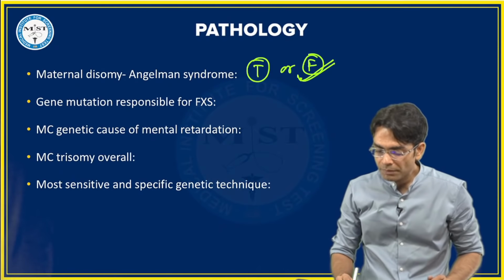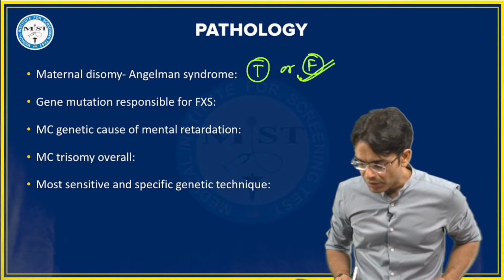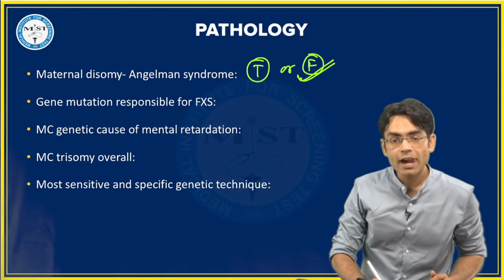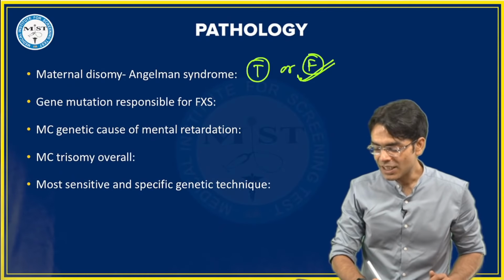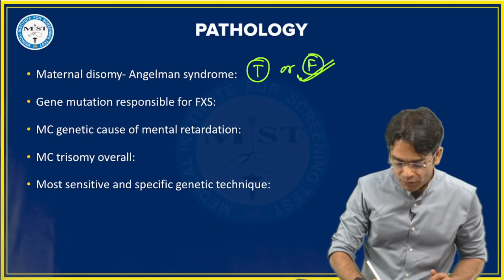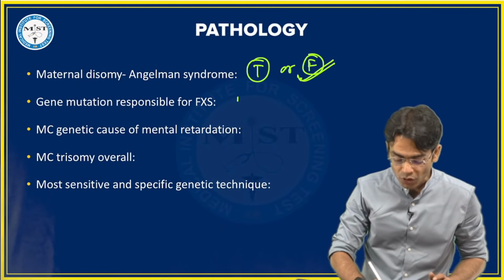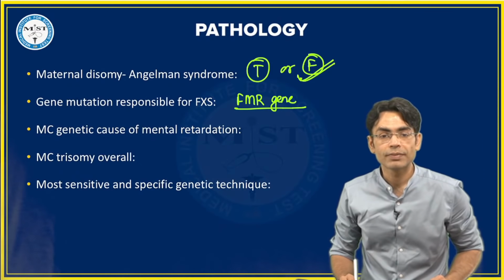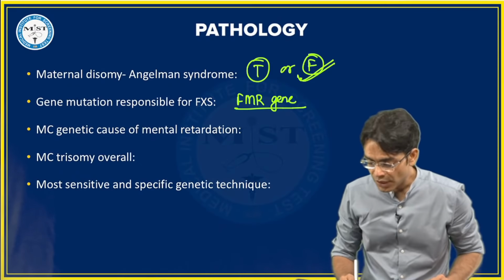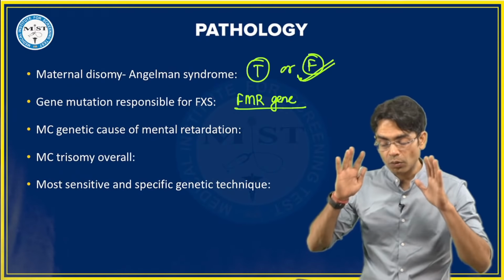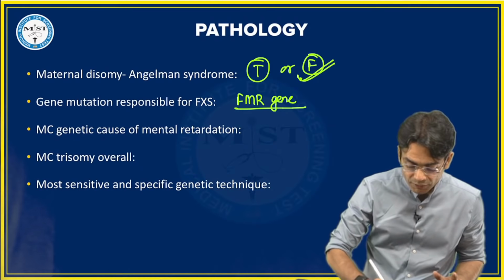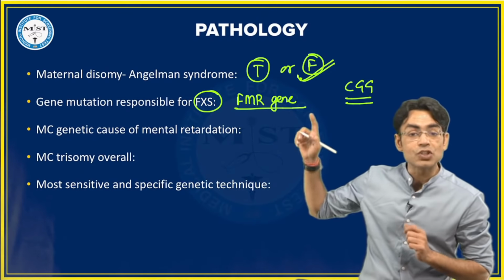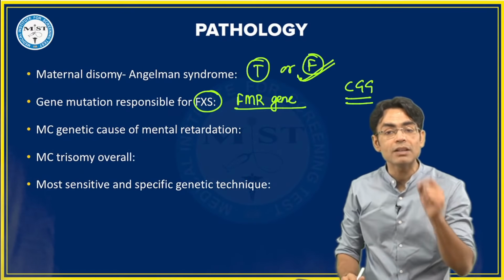Fragile X syndrome. What is the gene mutation responsible for Fragile X syndrome? Jaldi se. Yes. You are right. The gene responsible for Fragile X syndrome is your FMR gene, familial mental retardation gene. Okay? Beta, dekho. The repeat in Fragile X syndrome is CGG repeat. You are right, CGG repeats are seen, but the gene mutation is FMR, familial mental retardation gene.